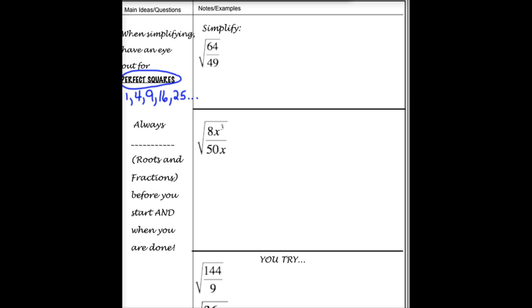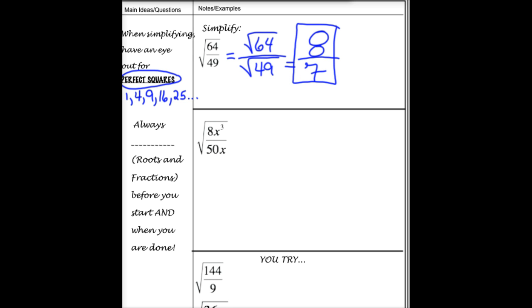So let's go take a look up here. Square root of 64 over 49, we're allowed to break it up. And both of those we know, or we should know. Square root of 64 is 8. 8 times 8 is 64. Square root of 49 is 7. So that fraction cleans up really nicely just because I could spot my perfect squares.